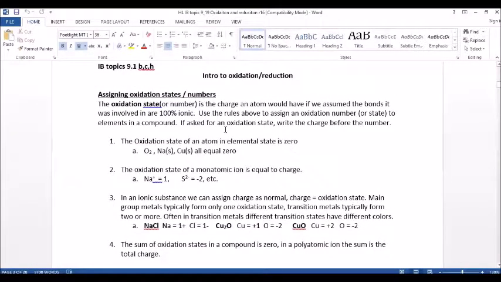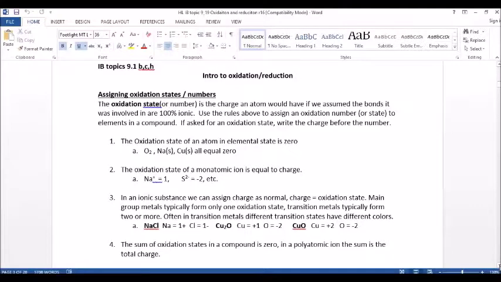Here is what this page looks like. It's in the very beginning of the redox unit, as I mentioned. In this introduction, I keep going back and forth between oxidation state and oxidation number. You'll see it presented both ways. You can refer to something as oxidation state or oxidation number. That basically means the same thing. Okay, so here are the rules.